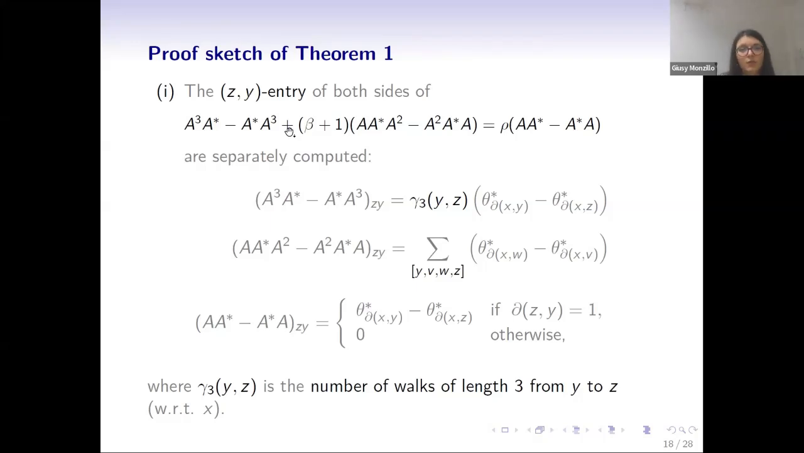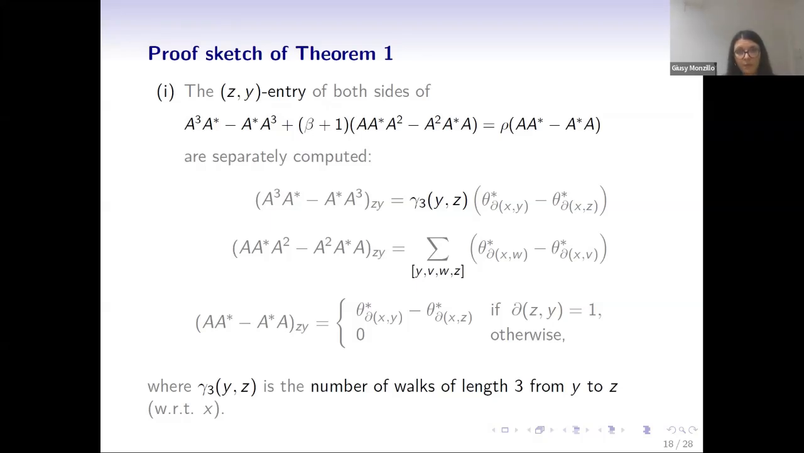The most rational thing to do is to compute the ZY entry of both sides and check if they agree. These are the expressions of the ZY entry for the main three terms appearing in this equation: the first two on the left, the other one on the right. What we use here are just the properties of our matrices. A* is a diagonal matrix, and this of course simplifies the calculation. Then we use matrix multiplication plus the fact that A is an adjacency matrix.